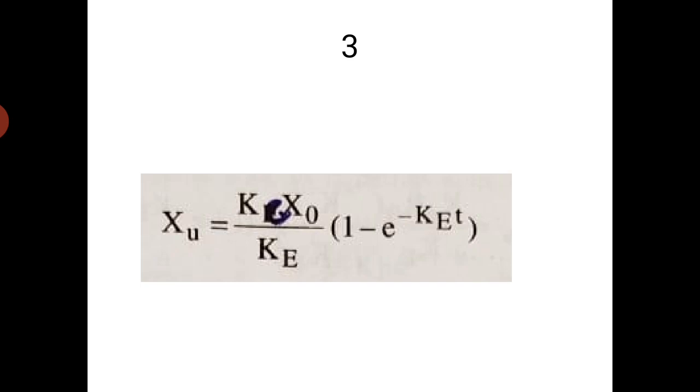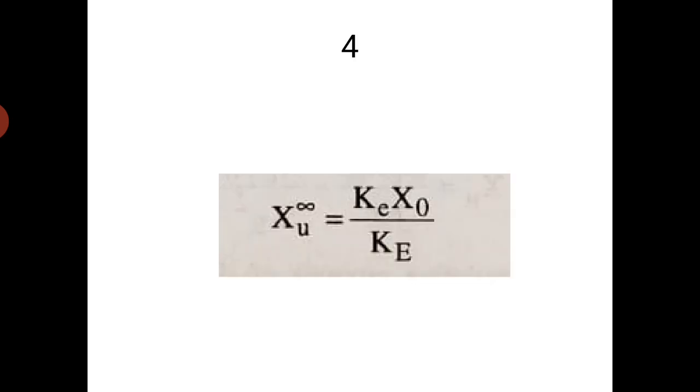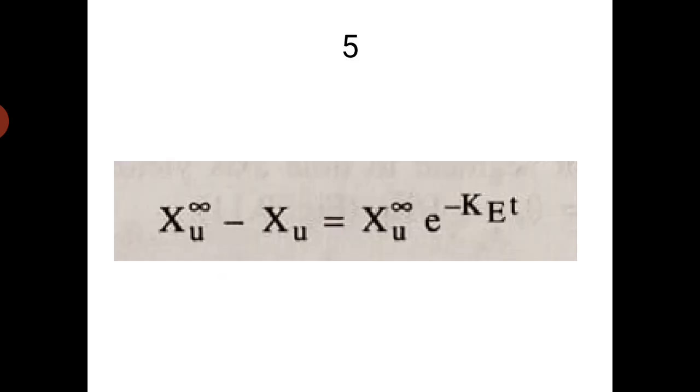Then in this, e raised to minus Ket becomes 0. Why? Because e raised to minus of a very high number becomes 0. So finally it remains Xu is equal to Ke X0 divided by capital K E into 1. So Xu infinity becomes equal to Ke X0 divided by capital K E. Then you subtract: Xu infinity minus Xu is equal to Xu infinity into e raised to minus Ket.